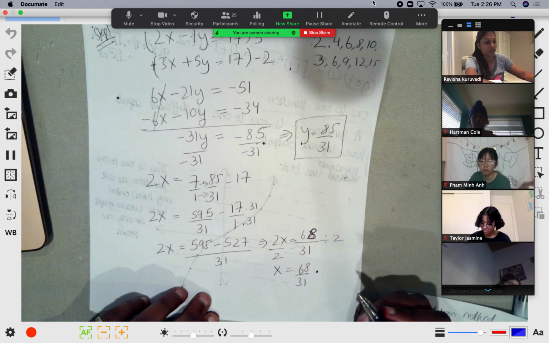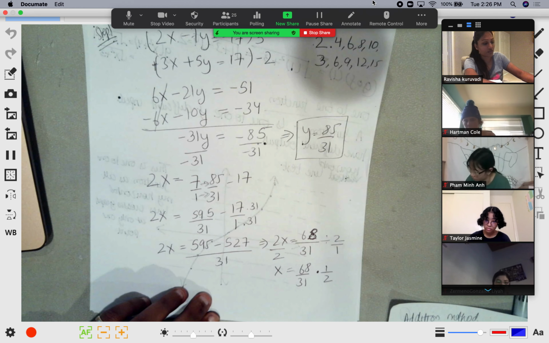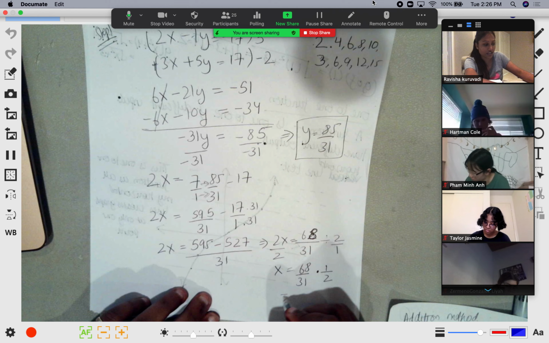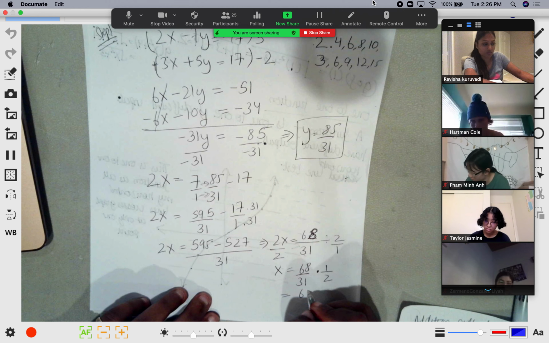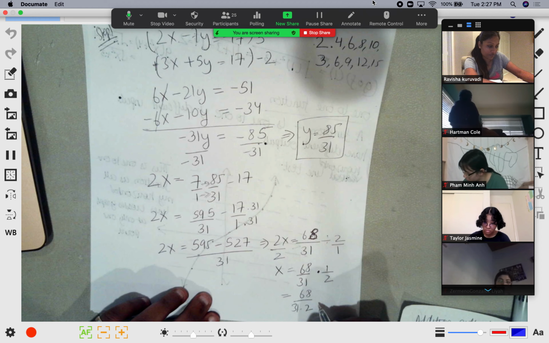You flip it. You flip this number. 2 is basically 2 over 1. It becomes 1 over 2. Yes. And then you solve. Again multiply, you get 68 over 31 times 2. And 31 times 2 is 62. Can you simplify? Is there any common factor between 68 and 62?